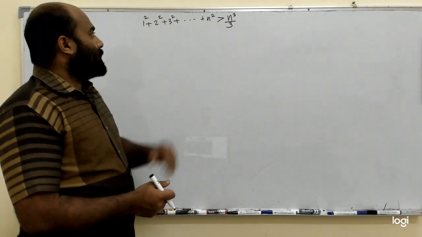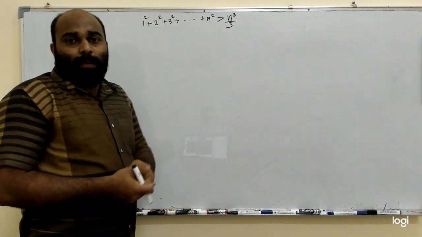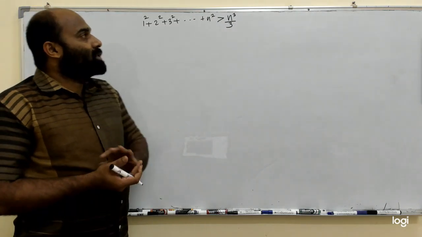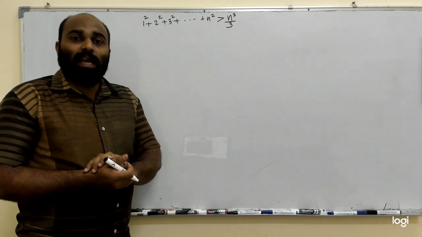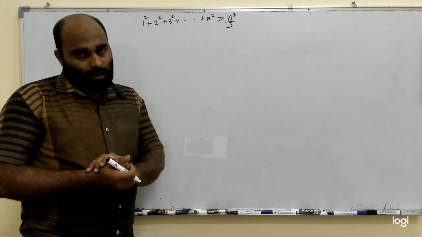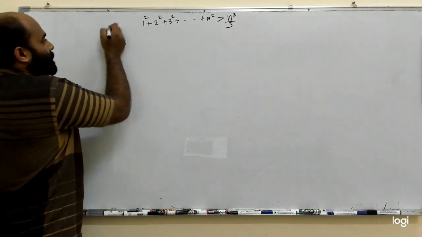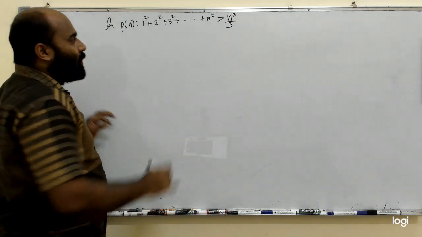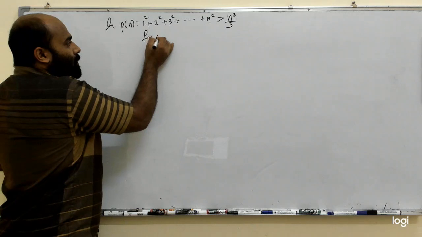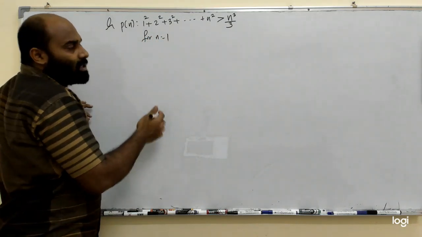Okay, next one, again PMI only. Prove that 1 square plus 2 square plus 3 square plus etc. plus n square is greater than n cube by 3. What is the first thing? We have to give a name. Let P of n be this statement. For n equal to 1, this is the usual process only, you know.